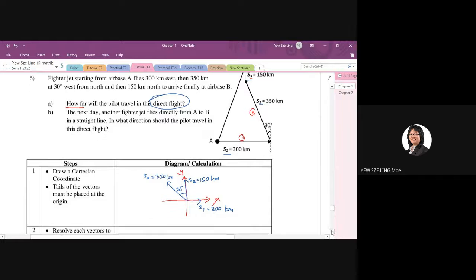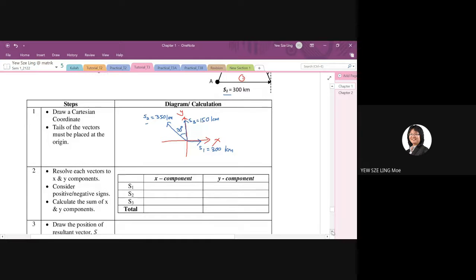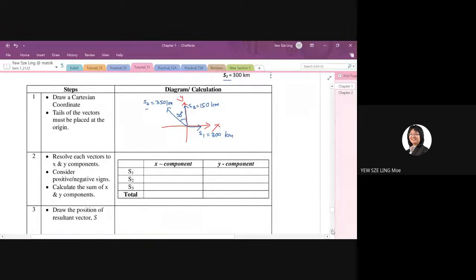How to calculate the resultant? By generating a Cartesian coordinate, then use it to find the resultant vector. Okay, so you're given three vectors, S1, S2, S3. You put them in the Cartesian coordinates, then you resolve them into X and Y components. The main reason why you need to resolve them is because your S1, S2, S3 are all pointing towards different directions. They are not lying on the same plane. Therefore, you need to resolve them. If they are lying on the same plane, you don't have to resolve. You just add them up or subtract them.